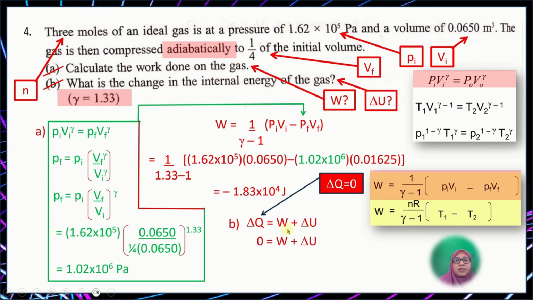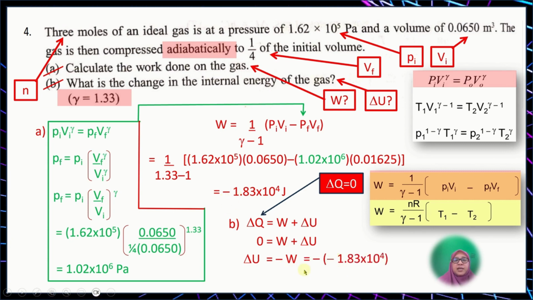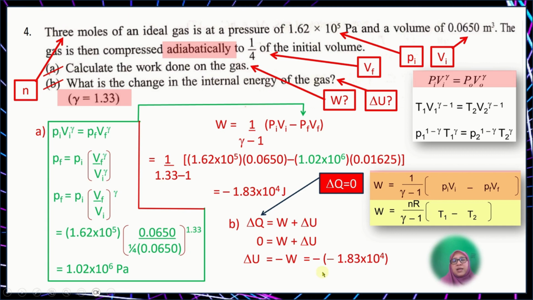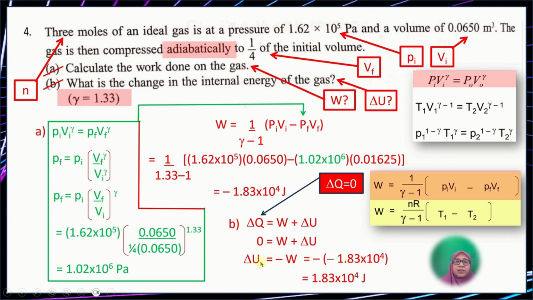We calculated the work already in A, so we just substitute into the equation. Don't forget to substitute together with the negative, because the internal energy increases, so you get positive 1.83 times 10 to the power 4 joules. That means the internal energy increases.